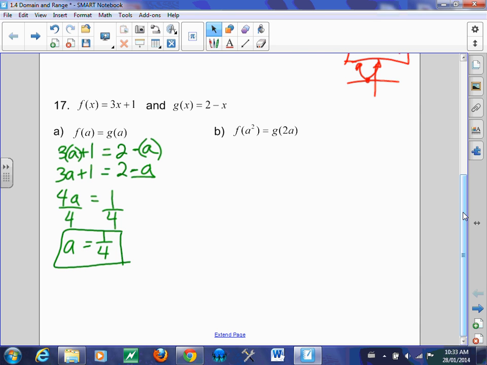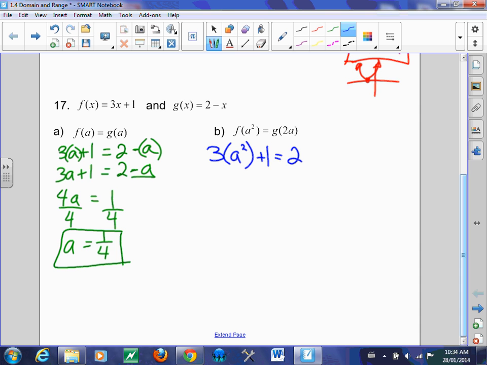All right, this is probably the hardest one, ladies and gentlemen, because we are having to deal with not just a linear, but we're going to get into quadratics here. Okay, so to substitute the left side, it's going to be 3 times a squared plus 1 equals 2. Take an x and replace it with 2a. Okay, so what does this look like? We have 3a squared plus a equals 2 minus 2a.